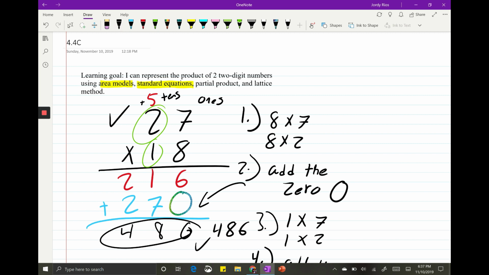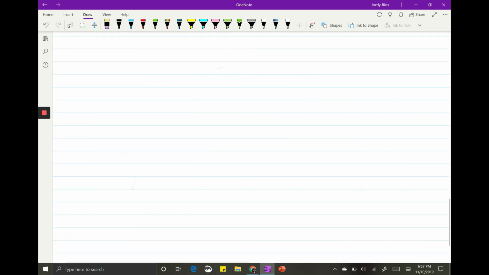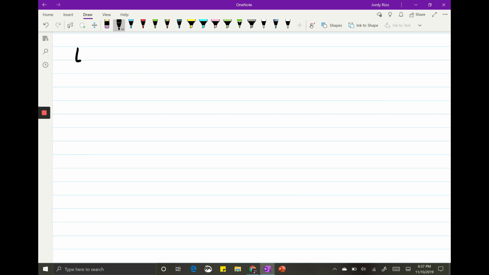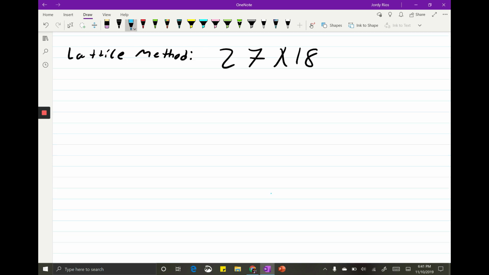Okay, lattice method. Kind of sounds like a pie. Lattice method. So with the lattice method, we're going to use the same numbers so that we do it correctly. So 27 times 18. So the first step is we're going to decompose the number, but this time not by its value, by just the digits.